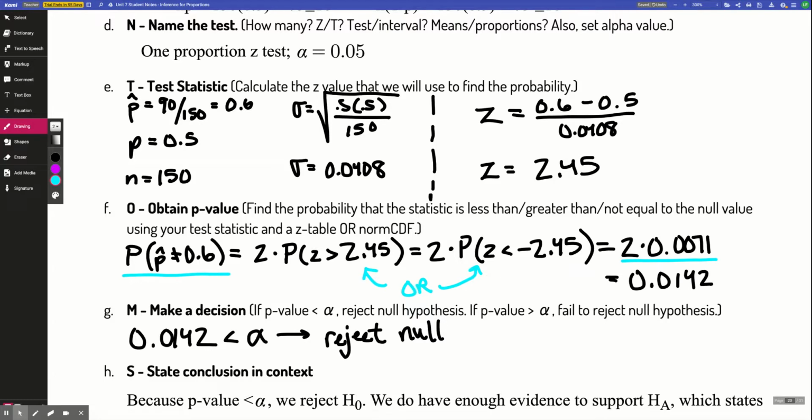So once I did all of that math, I got the probability, 0.0071, from my calculator. I used norm CDF, but you could use the Z table also. You would get a very, very similar result. So my final p-value is 0.0142. So this is my p-value.